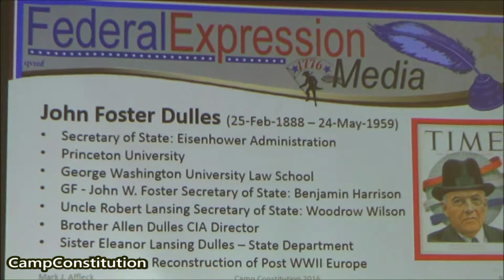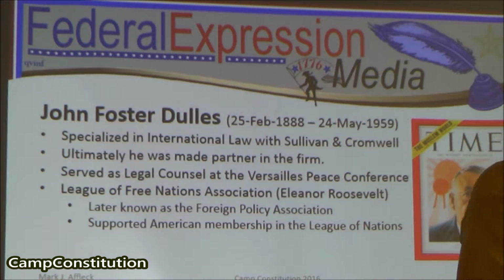He was Secretary of State under Eisenhower, that's Dwight D. Eisenhower. He went to Princeton University and attended George Washington University Law School. His grandfather was John W. Foster, Secretary of State under Benjamin Harrison. His uncle Robert Lansing was Secretary of State under Woodrow Wilson. His brother Allen Dulles was a CIA director, and his sister Eleanor Lansing Dulles worked in the State Department under his brother. She was involved in the economic reconstruction of post-World War II Europe. A pretty powerful slot.